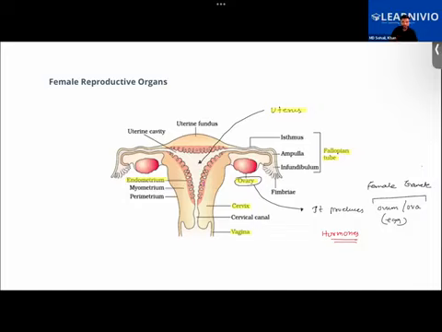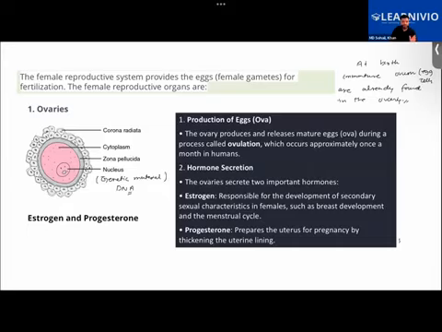What happens is that when the girl has reached puberty, like 12, 13, 14 years of age, the ovary starts the production of mature egg cells. Once a month, a mature egg cell, which is also referred to as the ovum, is released. That is the main function of the ovary. But it does some other functions also.